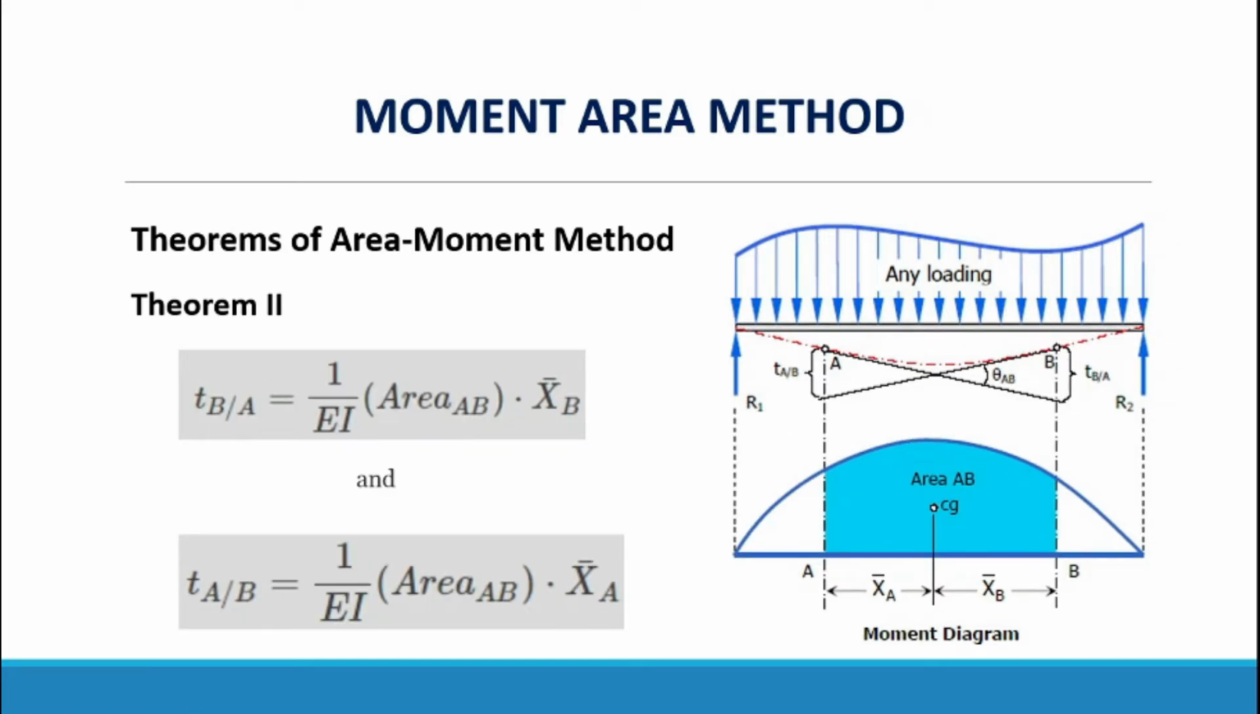And the formula for the deviation from B to A is equal to 1 over EI times the area of AB multiplied by the distance from the centroid up to point B along the x-axis, that's x sub B. And the deviation from A to B is equal to 1 over EI multiplied by the area of AB, multiplied by the distance from the centroid up to point A along the x-axis, or x sub A. So these are the formulas to be used if you're using theorem 2 to find the deviation.